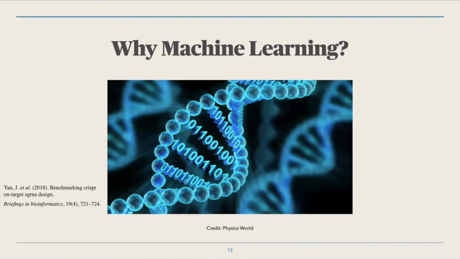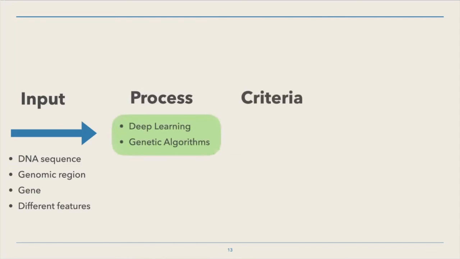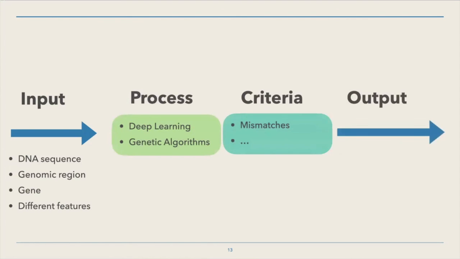So why and how is machine learning used in this process? Based on several benchmark studies, one of which is mentioned here, learning-based methods such as machine learning methods can generally perform better in designing efficient guide RNAs. So here we also propose a learning-based tool for designing efficient guide RNAs using deep learning and genetic algorithms that takes an input DNA sequence, a genomic region, or a gene and their different features, and outputs potential guide RNA sequences with minimized off-target effects and maximized on-target efficiency.